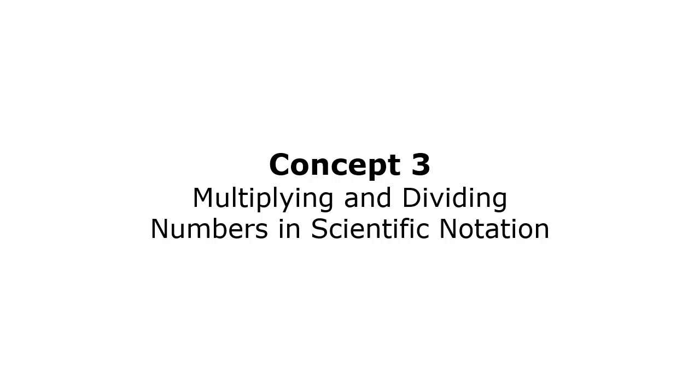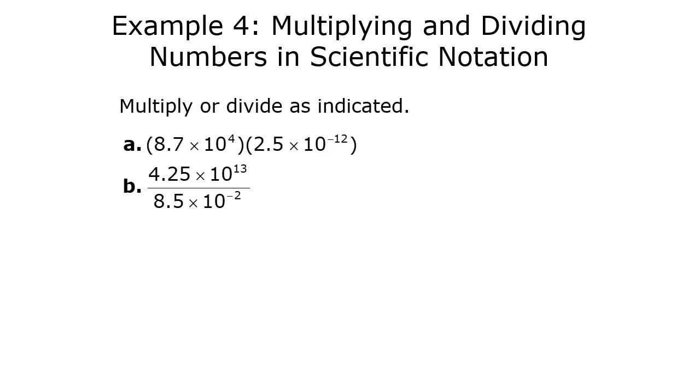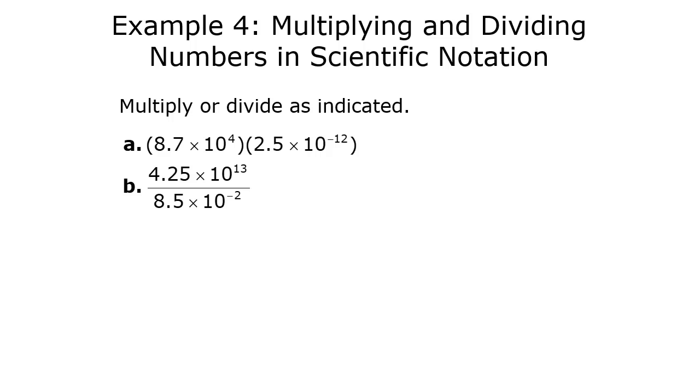The last thing we're going to look at is multiplying and dividing with scientific notation. The nice thing about multiplying and dividing is that scientific notation is easy to do multiplication and division with because it's already written as multiplication. This is literally 8.7 times 10 to the fourth, times 2.5 times 10 to the negative 12. And if we remember anything about multiplication, it's that we can do it in any order. It's called commutative. We can rearrange their order.